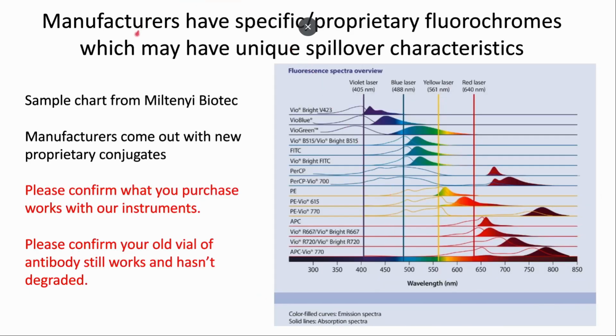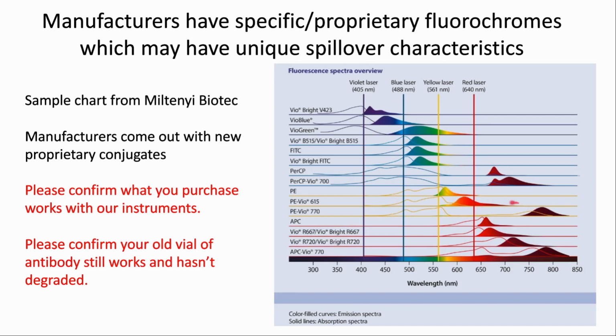It is important for users to look up the manufacturer's specific characteristics for the fluorochromes in question, because manufacturers can often have proprietary fluorochromes. This is a sample chart from Miltenyi. Miltenyi has their proprietary VIO fluorochromes, and if using one of these VIO conjugates, it would be important to understand the difference between PE VIO 615 and PE VIO 770, for example, and the manufacturers will provide this kind of information to understand which channel would be appropriate for the fluorochrome to pair with.